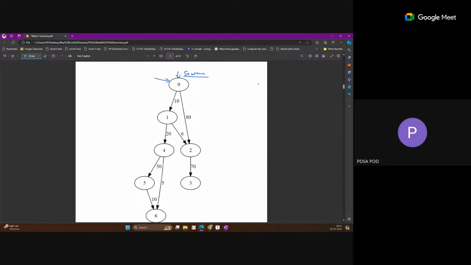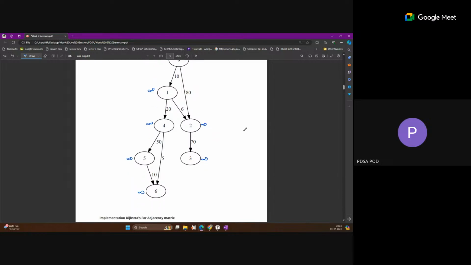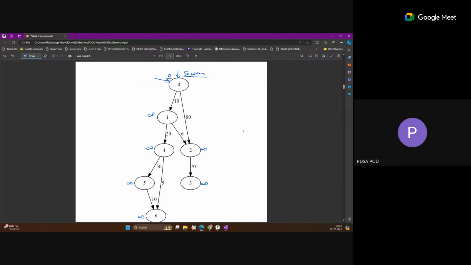We start from 0, and because this is the source, we consider the distance from 0 to 0 as 0. We initialize distance 0 for the source, but initially we initialize infinite distance for each vertex other than the source. This is the initialization step. Similarly, initially we consider all vertices as not visited. So these are the two pieces of information we store initially.